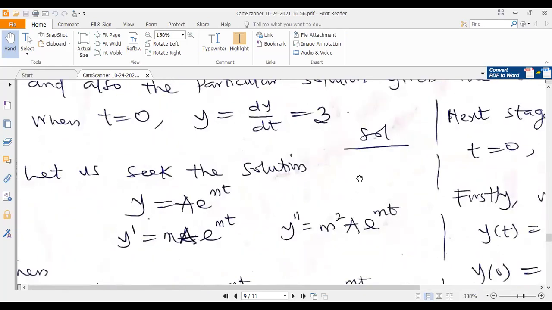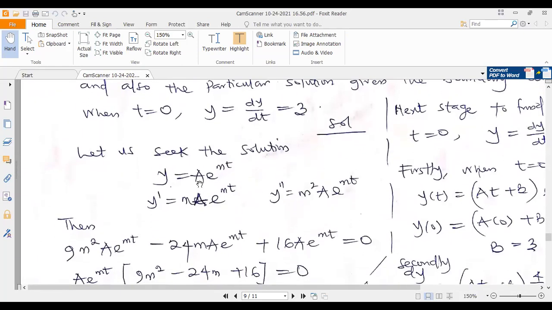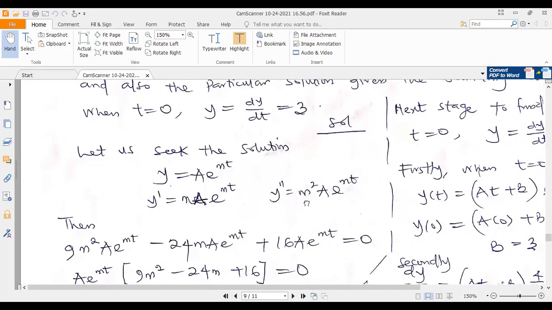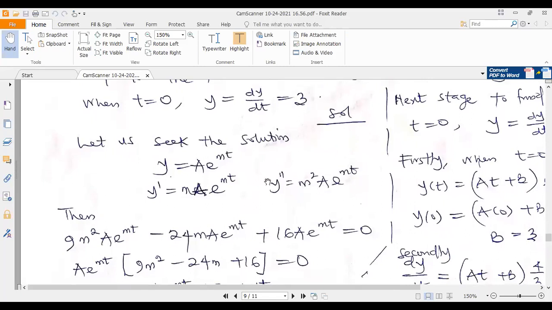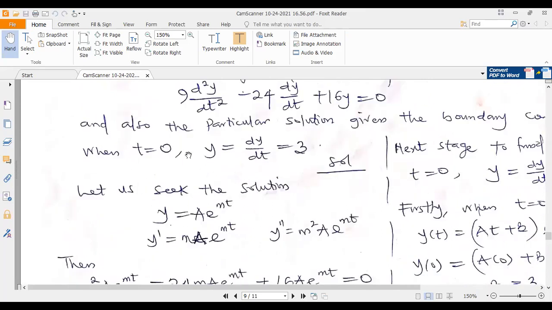So let's proceed and solve it. We assume the solution A exponential mt. So you differentiate the first time, you differentiate the second time, and you return it back to the problem. Sir, I don't understand why this one is initial value. Please, can you explain? Because we have two conditions. What are the two conditions? y is 3, dy/dt is 3. Both of them are given to us at t equals 0.